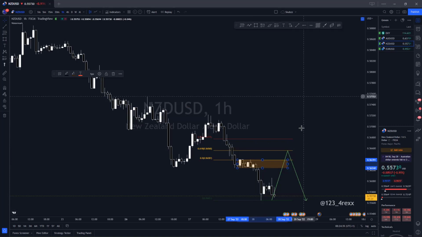What other pairs do you guys want us to take a look at before we go? I finished looking at my currency pairs. What pairs do you guys want us to take a look at?